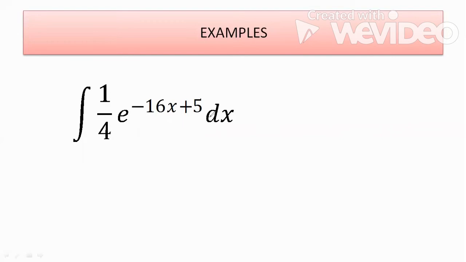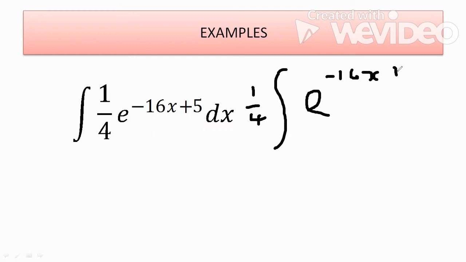All right, so we're going to take out the constant. So we have a quarter integral e to the negative 16x plus 5 dx.